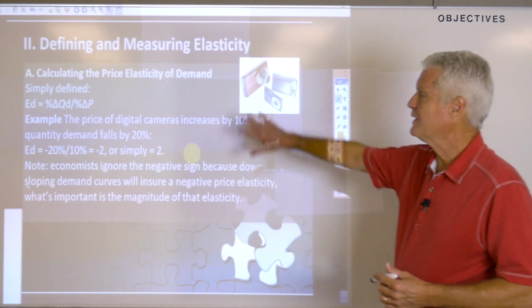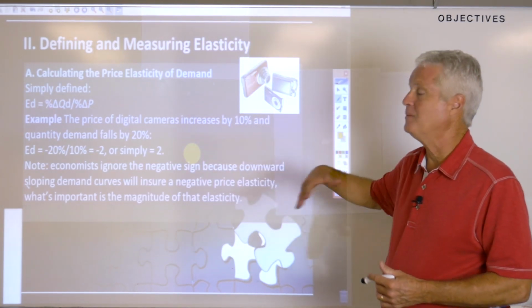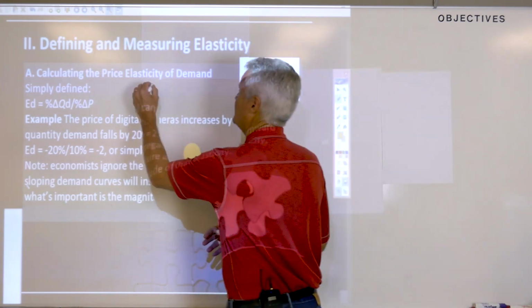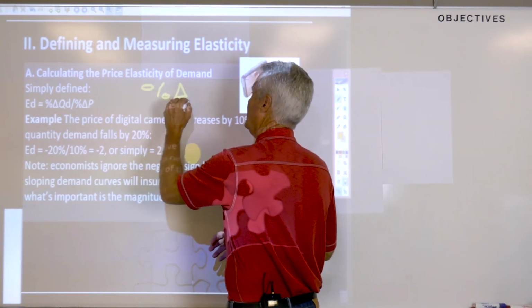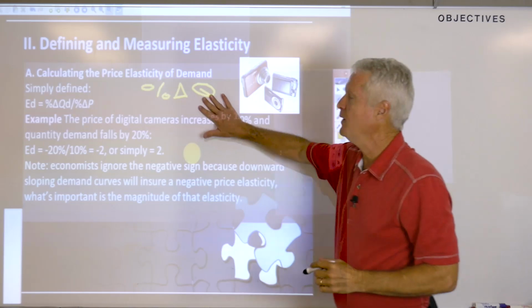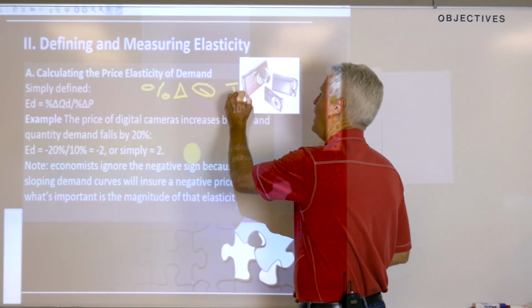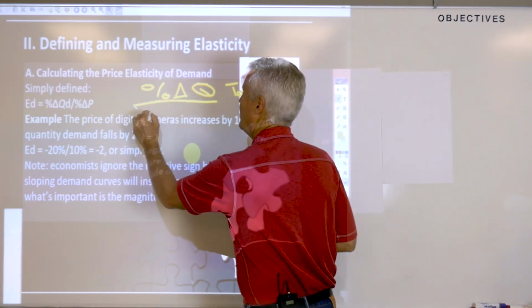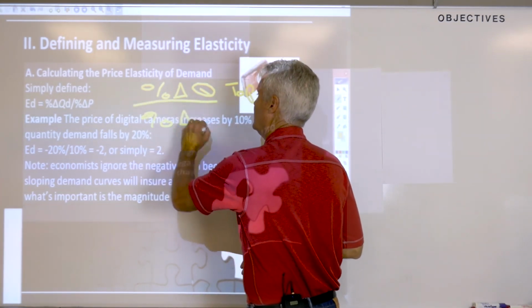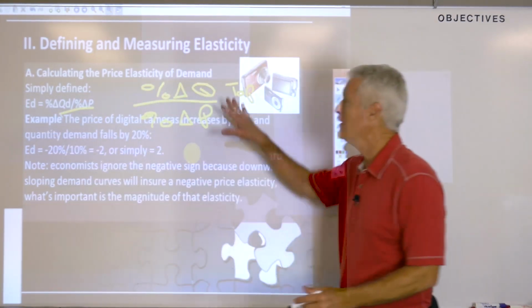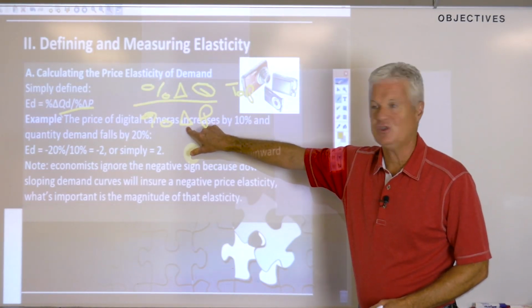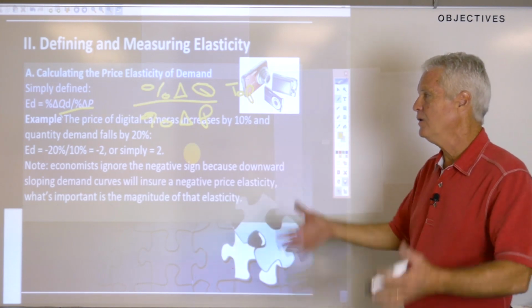To calculate the price elasticity of demand, you need to write this down. This is really important. It's the percent change in quantity, and by the way, that's always on top, divided by the percent change in price. That's the equation right there: percent change in quantity over percent change, delta means change, in price. You need to know that.